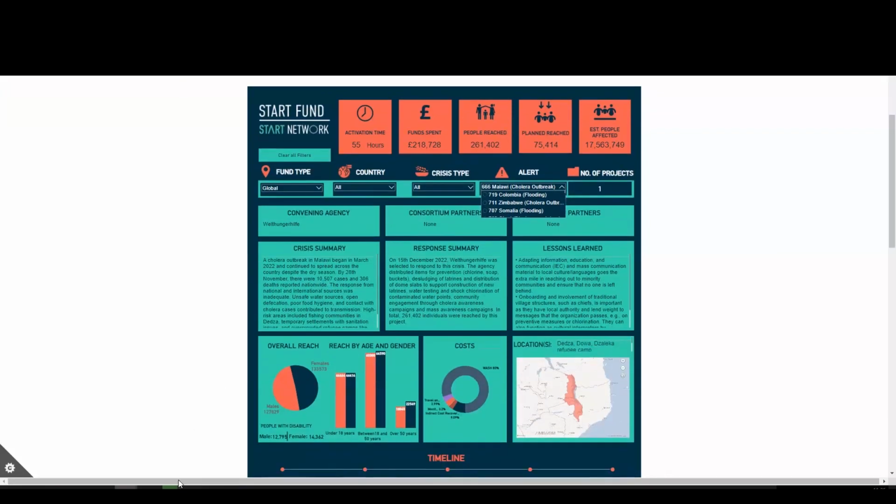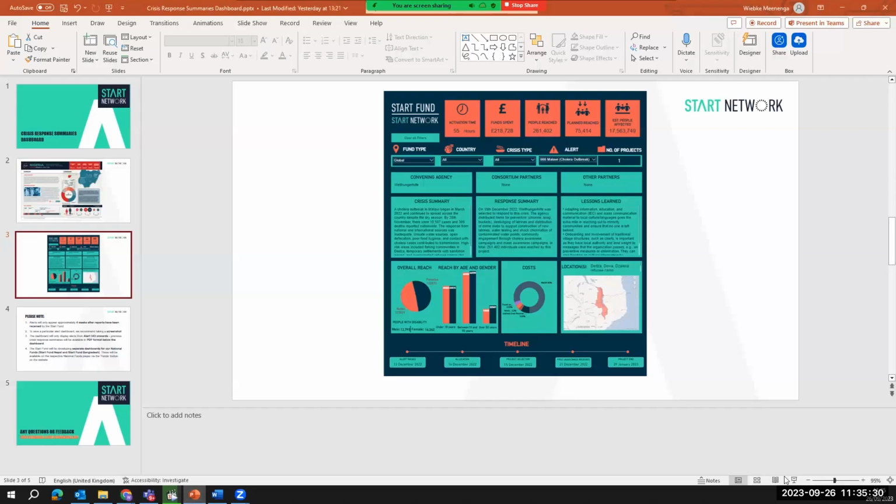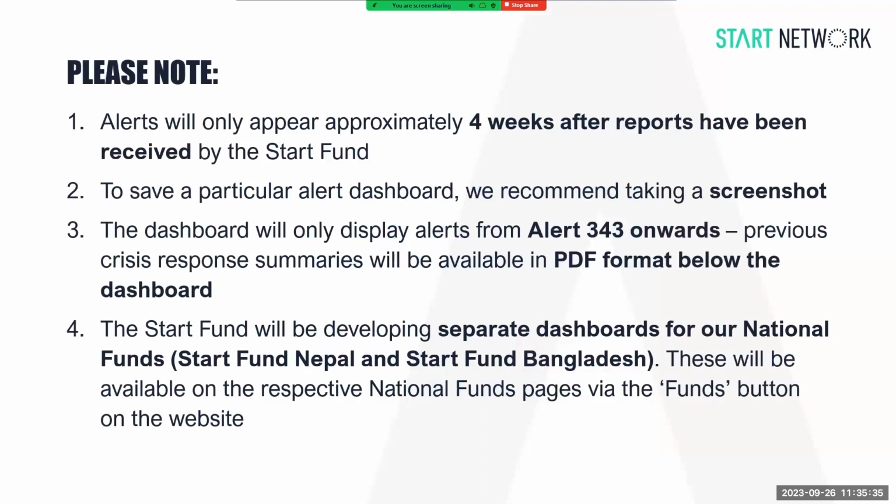Finally, there are a few important things that we would like you to bear in mind. Firstly, the CRS information will only appear on the dashboard about 1 month after the report for a project has been received by the Start Fund team. If an alert is not appearing yet, please reach out to the Start Fund's MEAL team to inquire about this. If you would like to save the information from a particular alert, we would recommend that you take a screenshot of the page and download this.